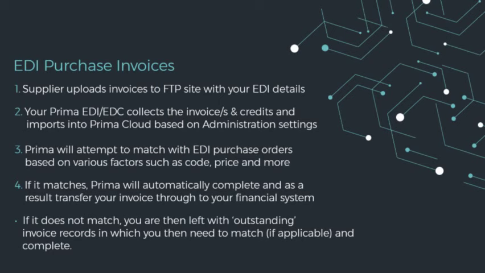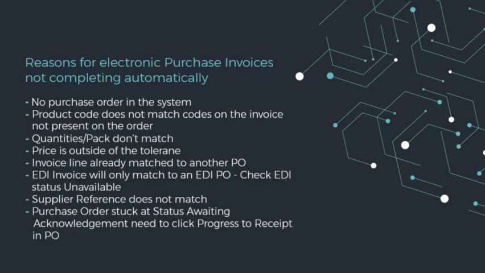Okay, so as you can see, if it matches, Prima then automatically completes and transfers through to the financial system. When it doesn't automatically complete, that's when it's outstanding, and that's then when you need to do your matching process. So for the reasons not to match to a purchase order in your system, I'll just flick onto that screen now, and you can see on screen all the reasons for electronic invoices not completing automatically.